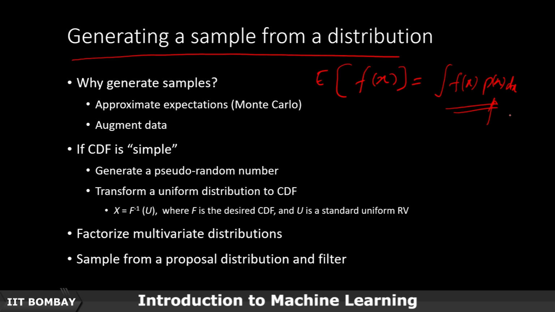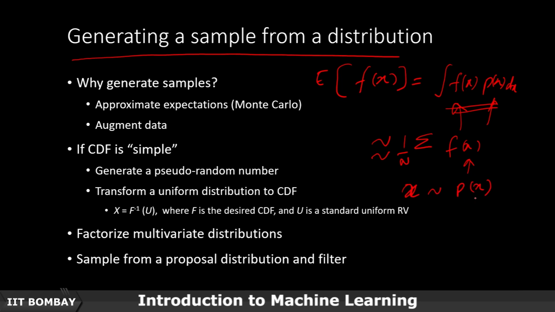Let's take the example where the distribution is known but the integration is not analytically doable, or f of x itself is available only at some point estimates. Then we can approximate this as a sum, over 1 over n, of f of x, or simply the average of f of x. Here the assumption is that x is sampled from p of x. So what does that mean?